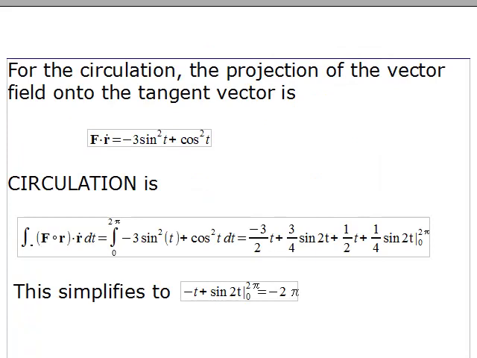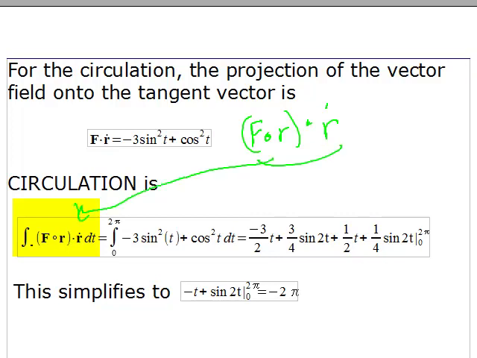And now let's do the circulation. For the circulation, here's the integral. I should have written F composed with r dotted with r prime. This is the integrand for the circulation integral. So I substitute that in here. I know what it is. It's a scalar again. You have a dot product, and it's going to give you a scalar.